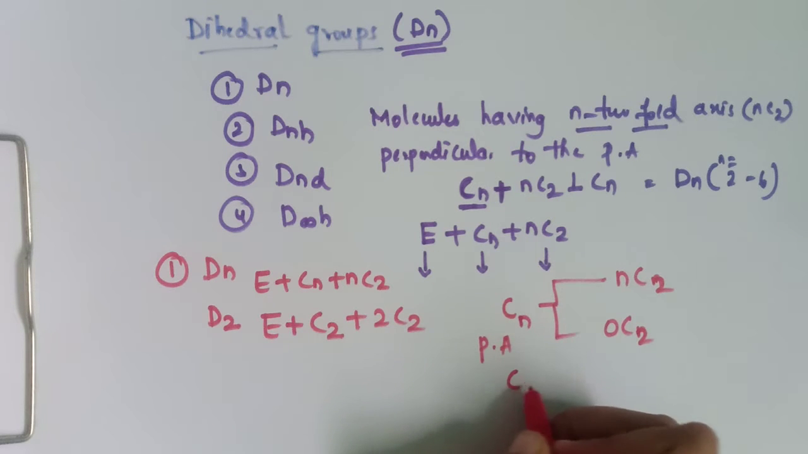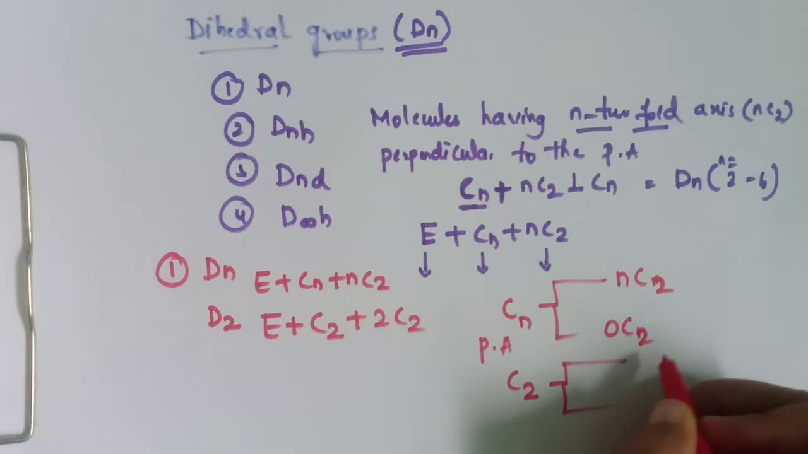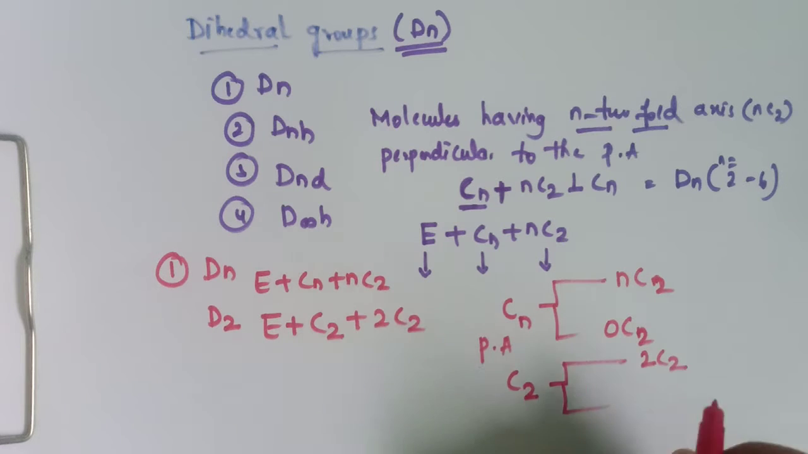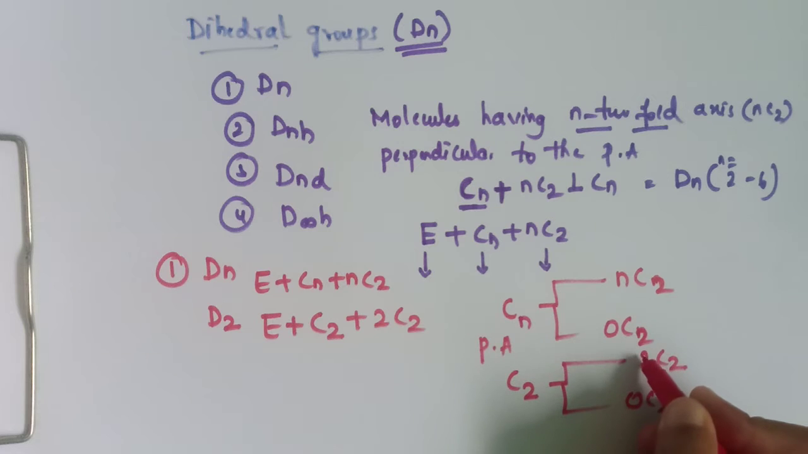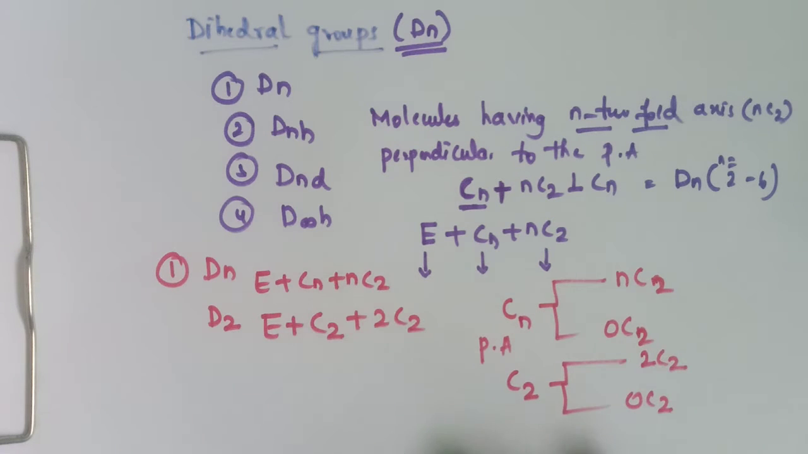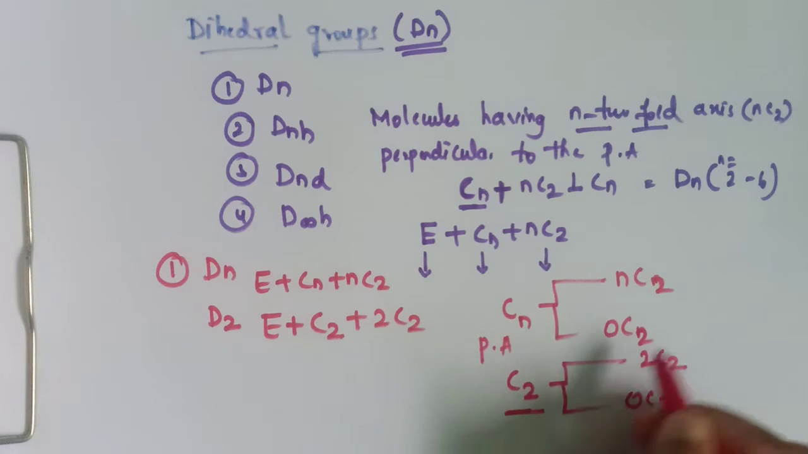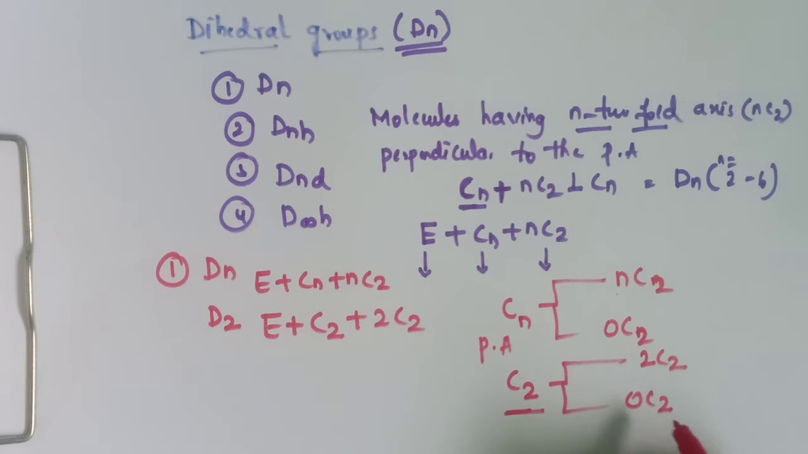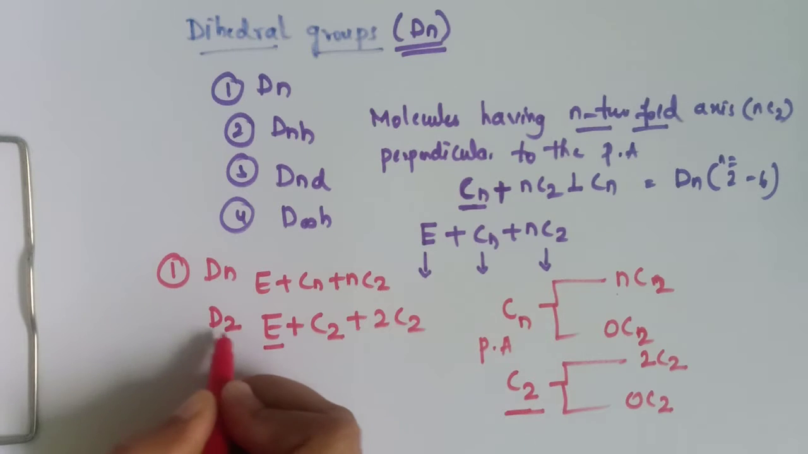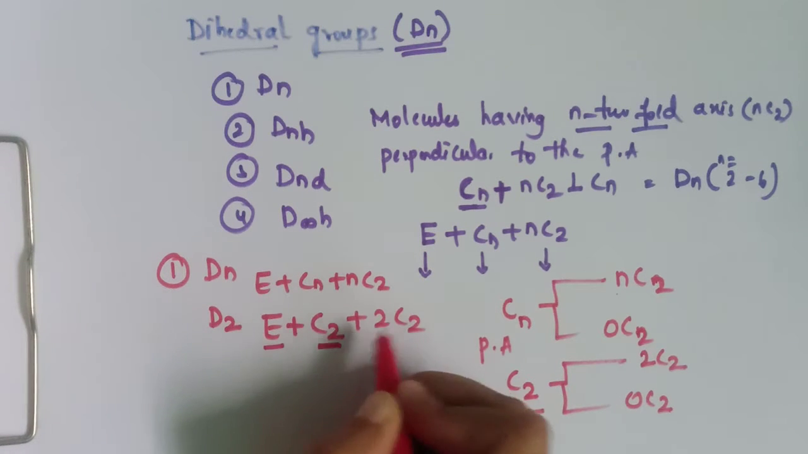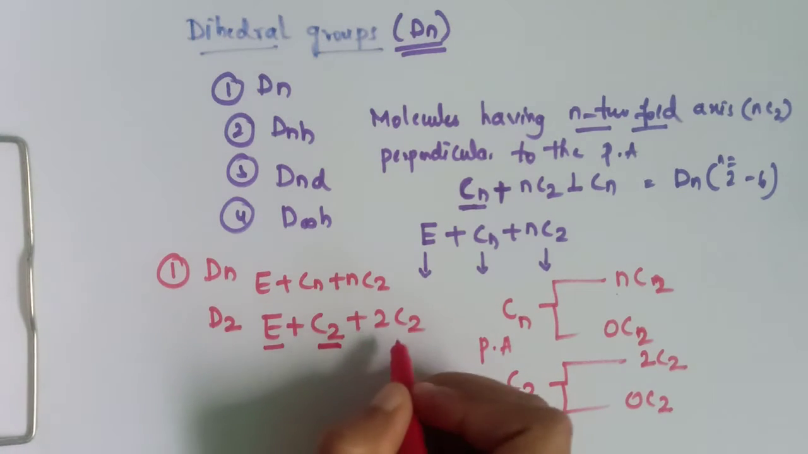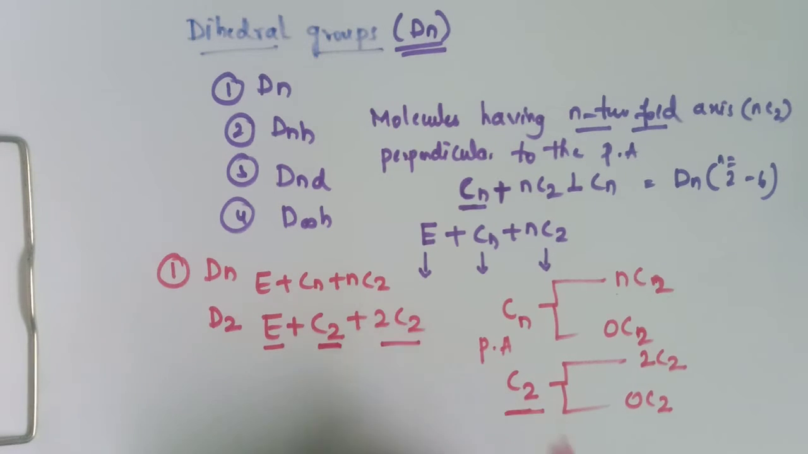If you take this principal axis as C2, then 2C2 or 0C2 must be present. If you find one C2, you can directly write another C2 also. It is just a trick. If a C2 principal axis is present, it must consist of secondary axes nC2, that is 2C2 or 0C2. Now in the D2 point group, identity plus C2, and how many secondary axes of symmetry are present here? Secondary axes of rotation, that is 2C2, are present.